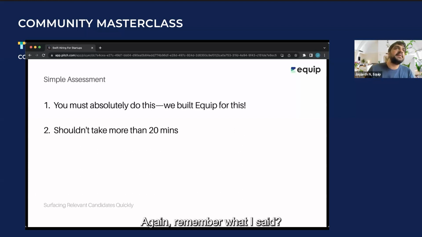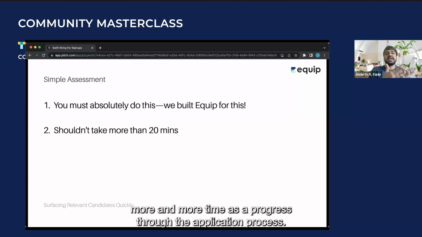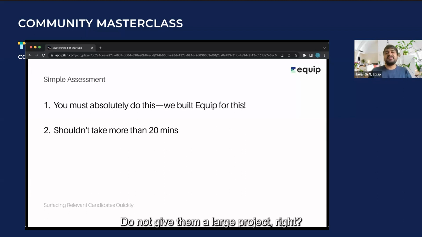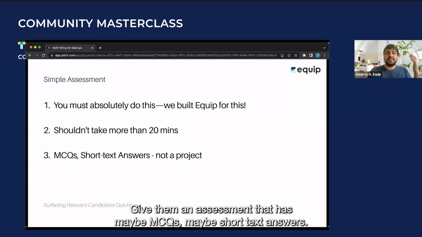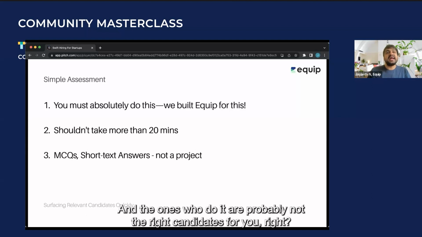Again, remember what I said. One of the principles I said earlier is the candidate should be spending more and more time as they progress through their application process. So at the pre-screening level, they're spending maybe a minute. The assessment should not take more than 20 minutes. Do not give them a large project, right? Give them an assessment that has maybe MCQs, maybe short text answers. Do not give them something that will take them 3 days. They will not do it, right? And the ones who do it are probably not the right candidates for you, right?